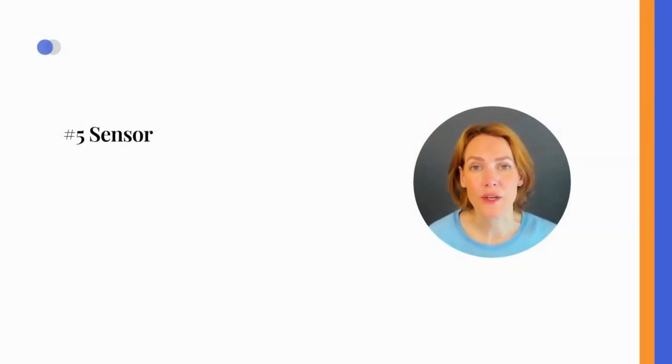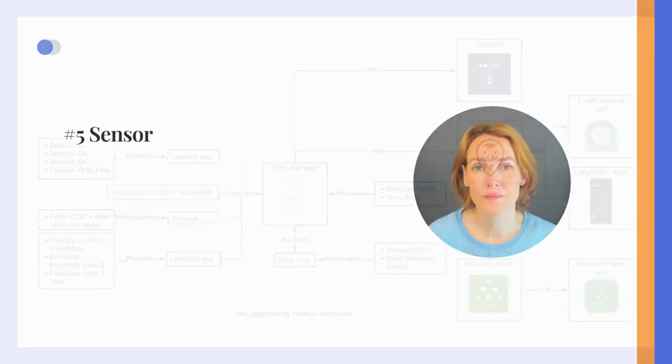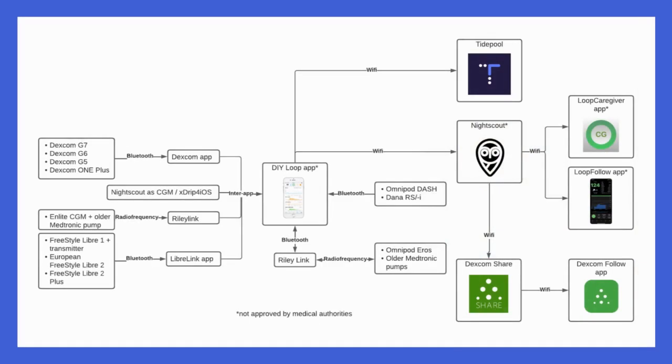5. Sensor. DIY Loop is compatible with several glucose sensors, including all Dexcom sensors and some Freestyle Libre sensors. Although DIY Loop theoretically supports Medtronic's Dexcom G5, Dexcom ONE, and Enlight sensors, these sensors are no longer available in the market.